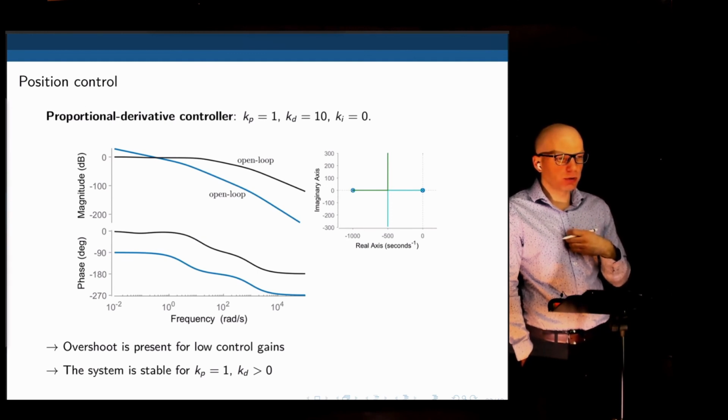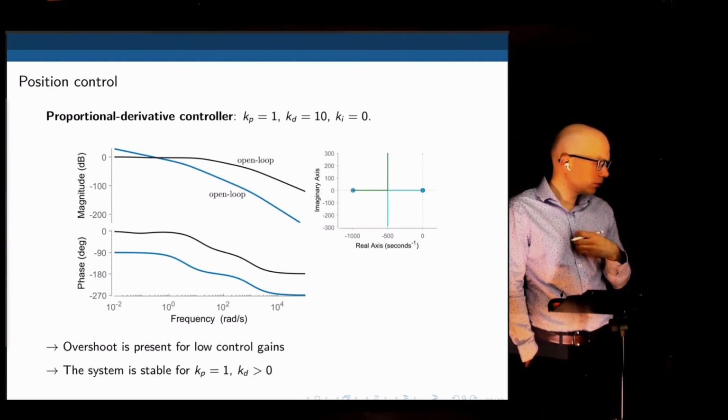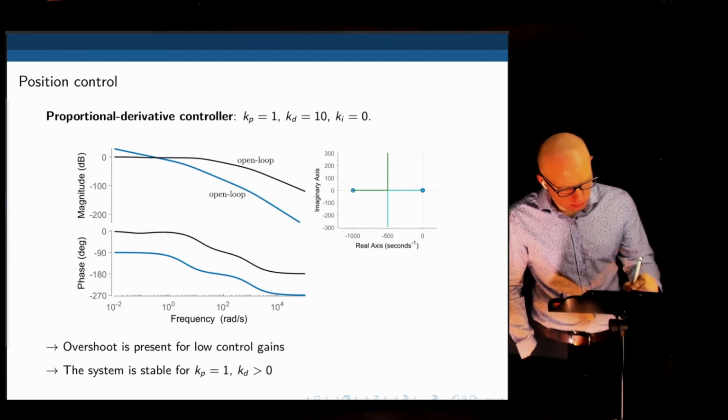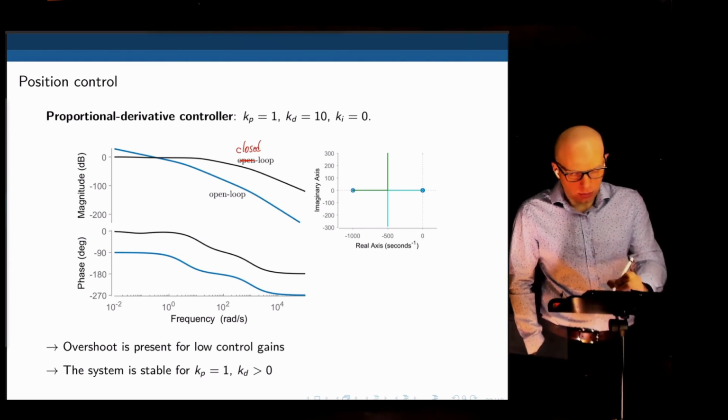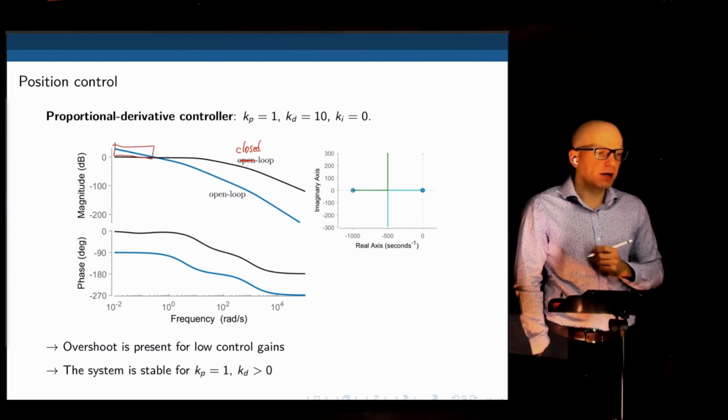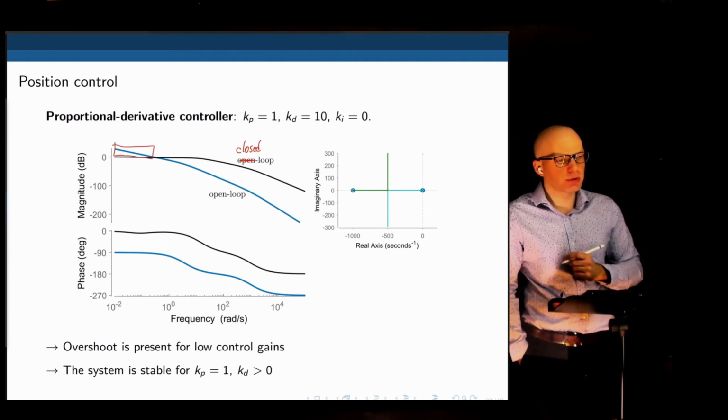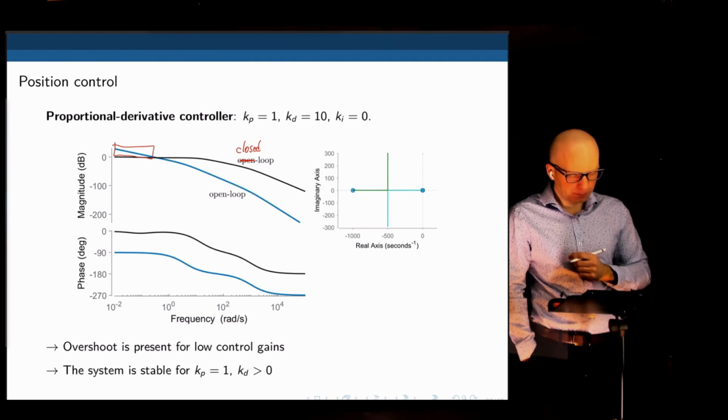Which one is the open loop? Which one is the closed loop? Is the black one closed? The black one is closed. How can you tell? Because the derivative gain added a 0, and this 0 will now cancel the effect of this slope going downwards, and the curve becomes flat.